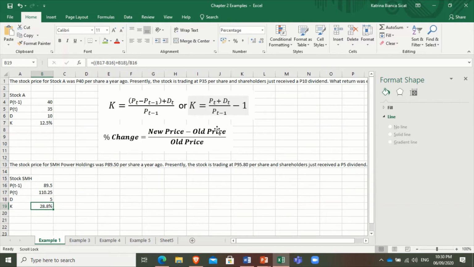So usually this is just for 1 year. Okay? So tandaan nyo, this is only applicable for a single security and you're going to compute for the 1-year holding period.